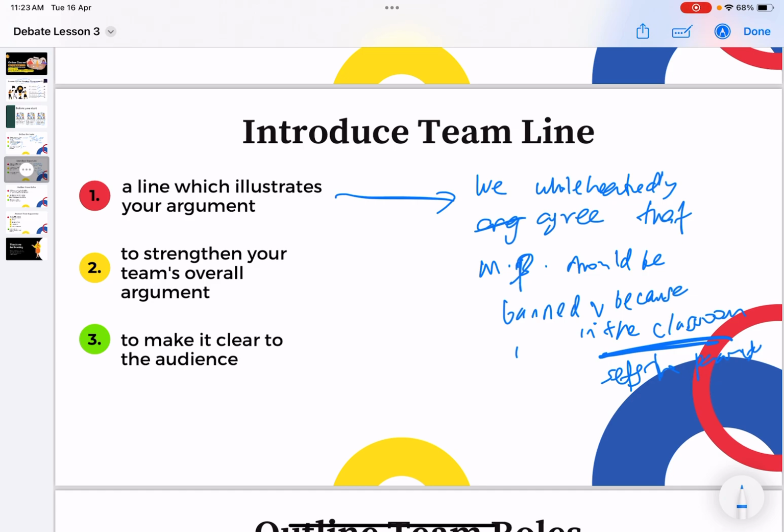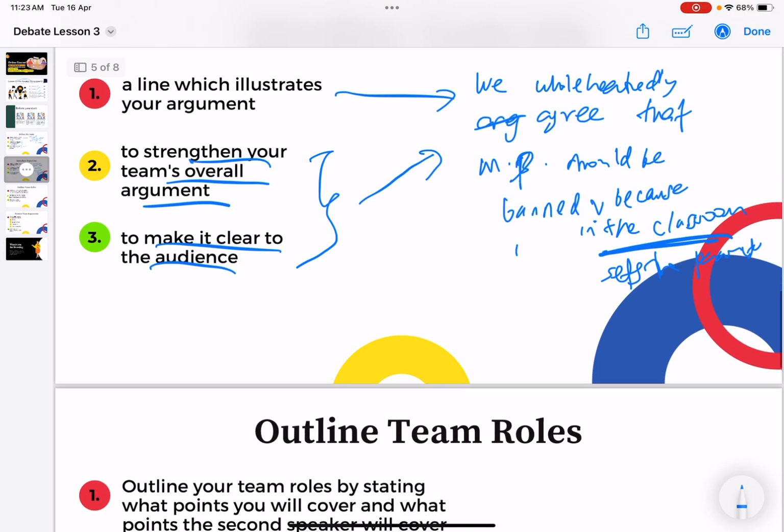Okay, so introduce your team line. We wholeheartedly agree that mobile phones should be banned in the classroom because of various reasons, but strengthen it, use better words. This is a very simple team line that I'm giving you. Okay, but strengthen it, make it stronger. A team line is to strengthen your team's overall argument, and you need to make it very, very clear to the audience. That means we wholeheartedly agree, we wholeheartedly disagree. Whatever your team line is, you have to make it clear to the audience.